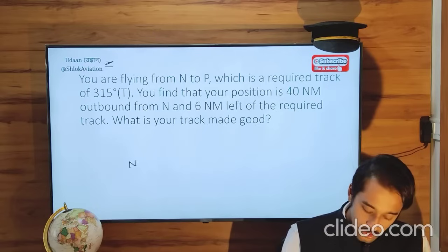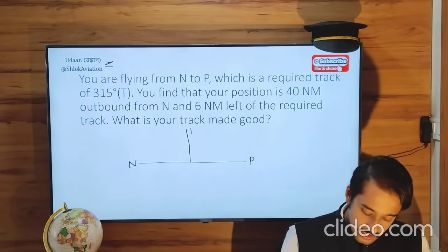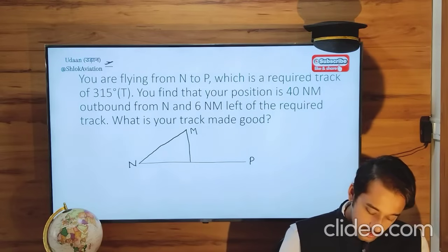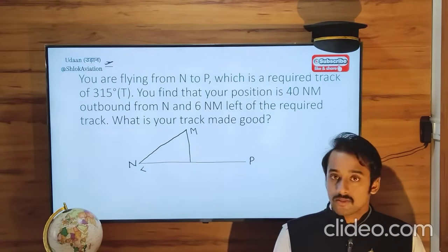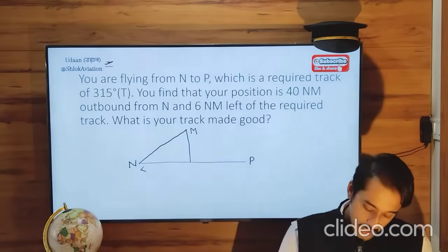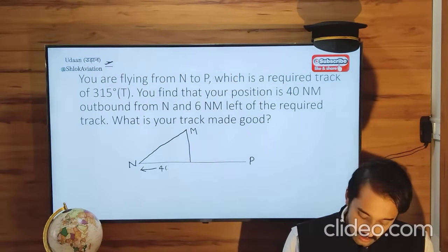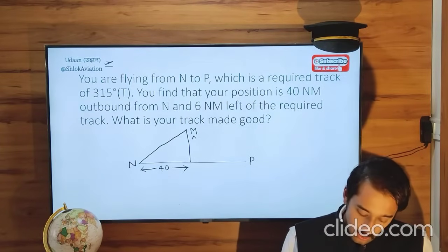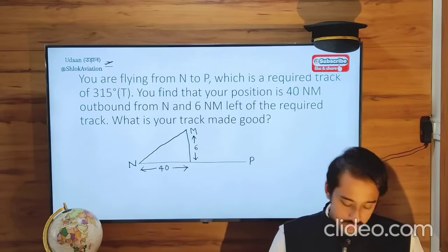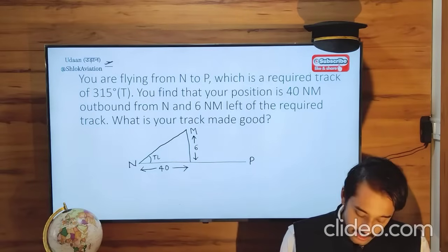N to P. Okay. So let's join that, and then let's say this is your point N. So now outbound from N, the distance that you have traveled from N is 40 nautical miles. And distance off track is 6 nautical miles. And you have to find your track error.